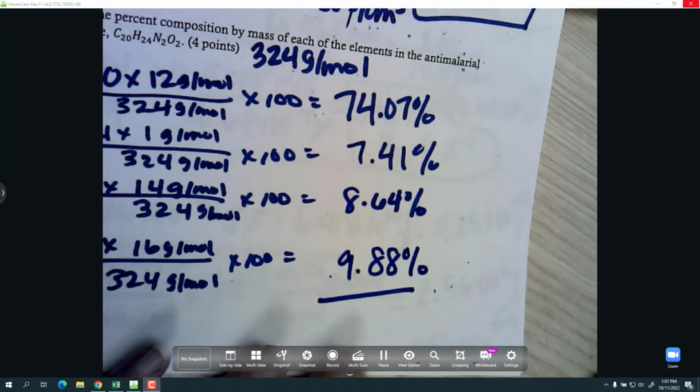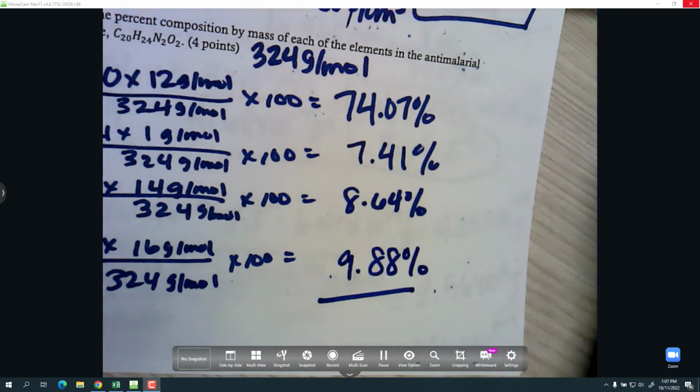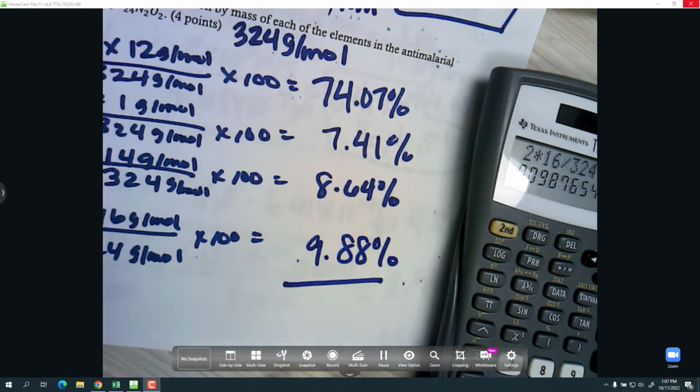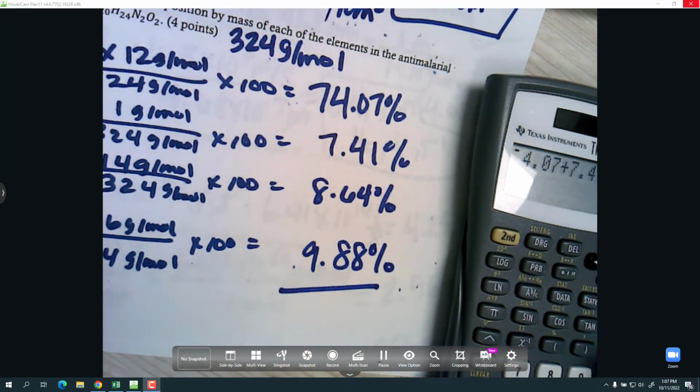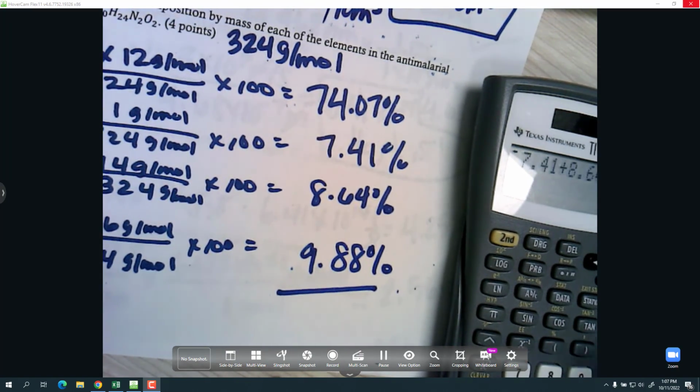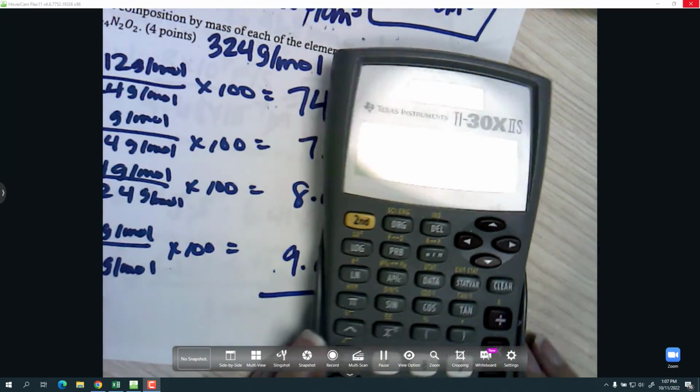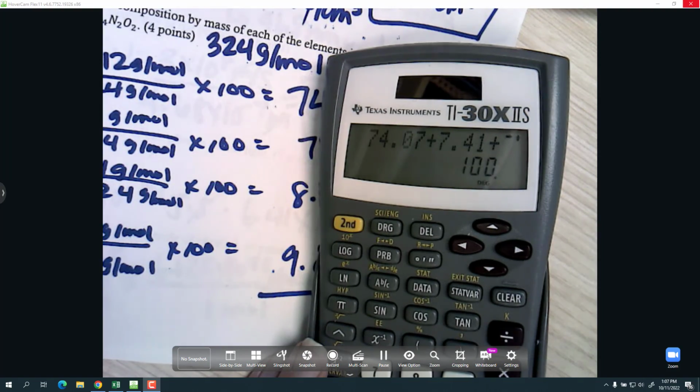And I can check my work. It won't tell me if I got it right, but I can check by adding them all up and making sure they add to 100. And they come out to 100.